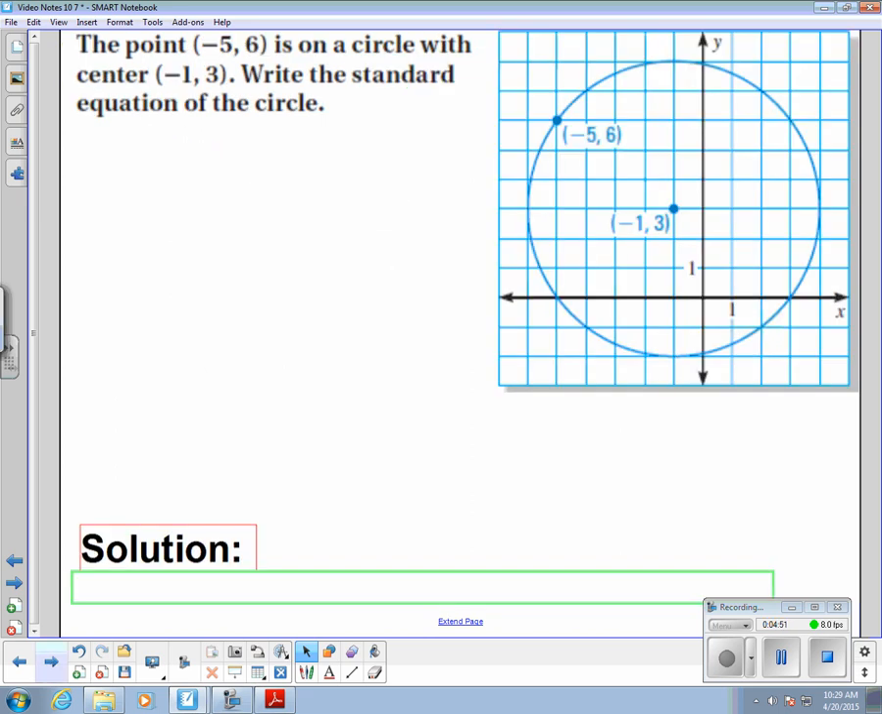All right, so it says point negative 5, 6 is on a circle with center negative 1, 3. Write the standard equation of the circle. So again, just like the last problem, except they're giving you a picture this time also. So pause the video, find your radius, plug it all into the standard equation of a circle.